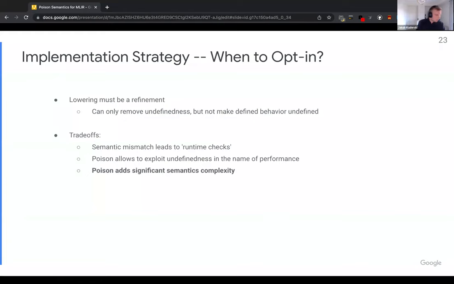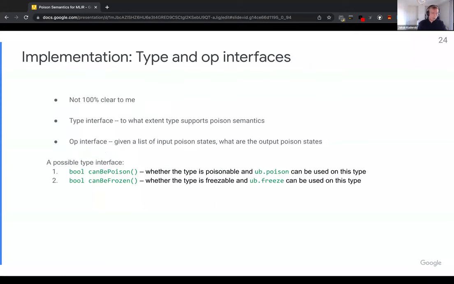But the benefit is that this is a framework that composes well. So if you do opt into poison semantics, we know how to handle it. I think once you understand it once, it should be easy to move it to some other dialect. It's not like the poison semantics would be completely different across all possible dialects. In the vast majority of cases, you just propagate poison. And if you are not sure, you can freeze.